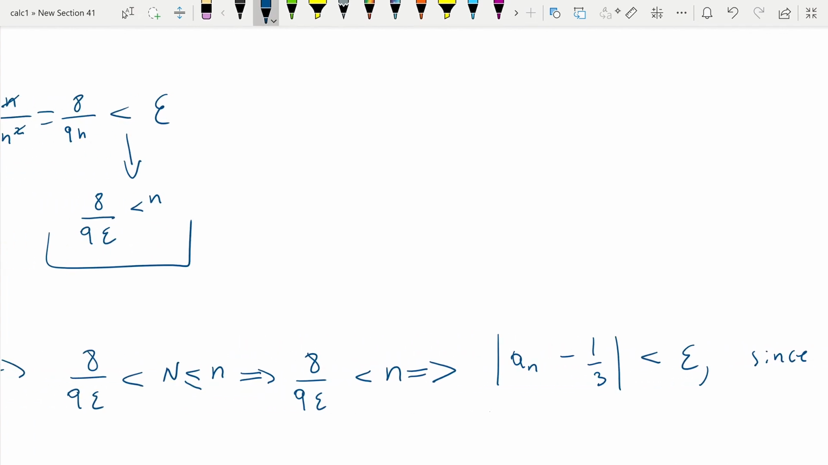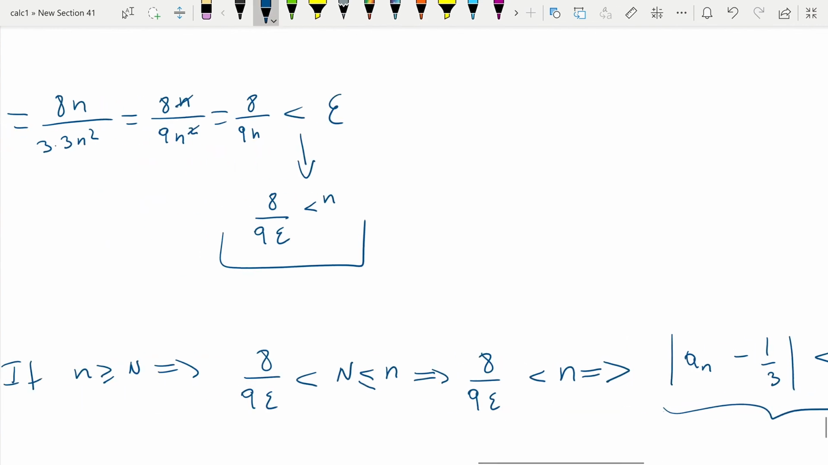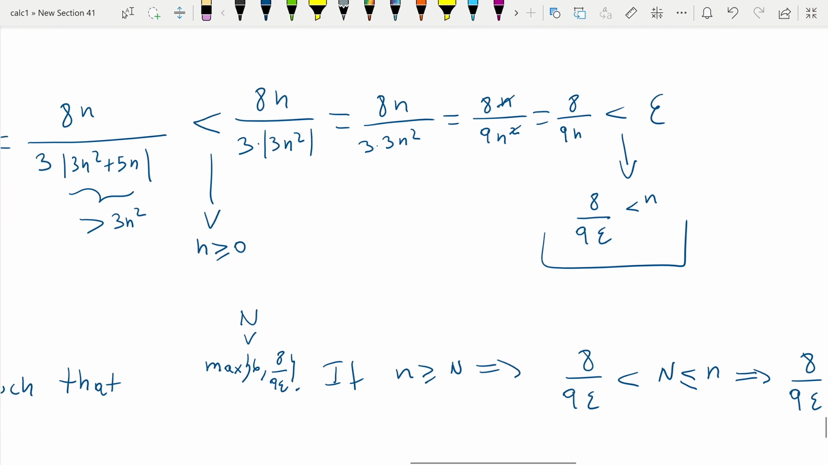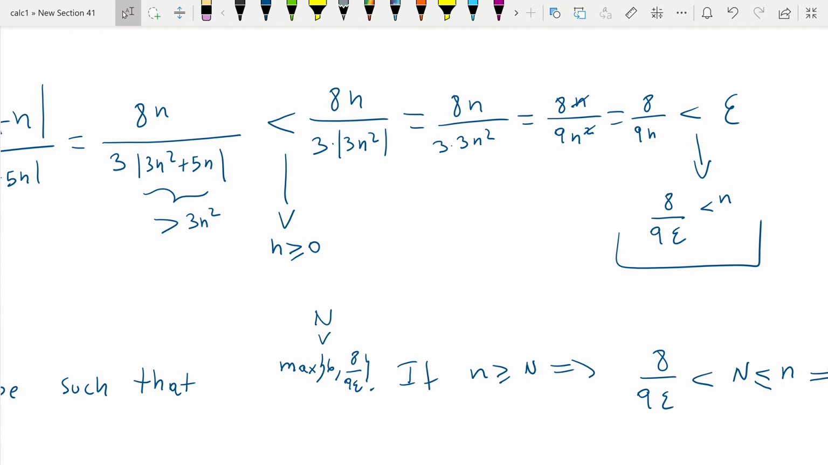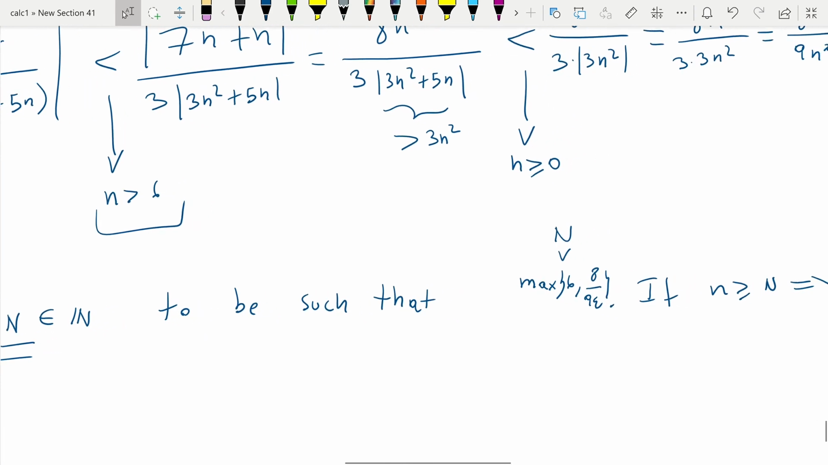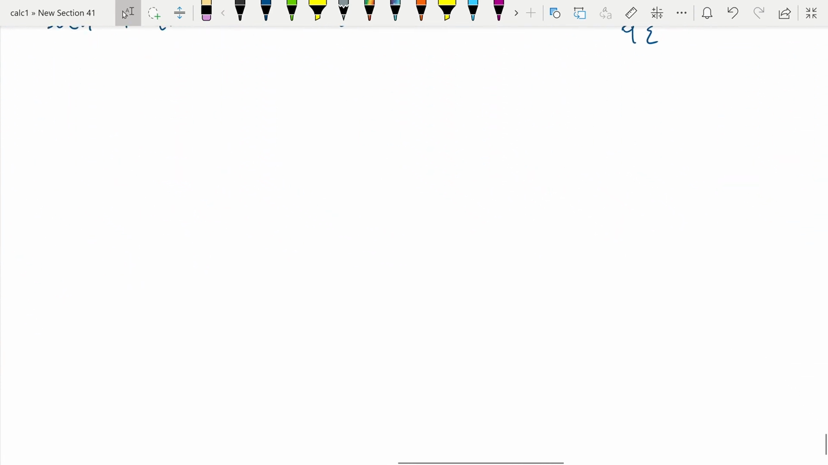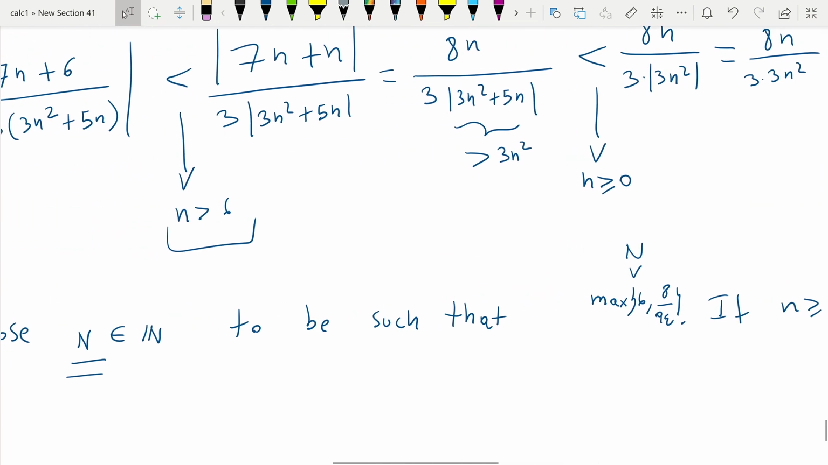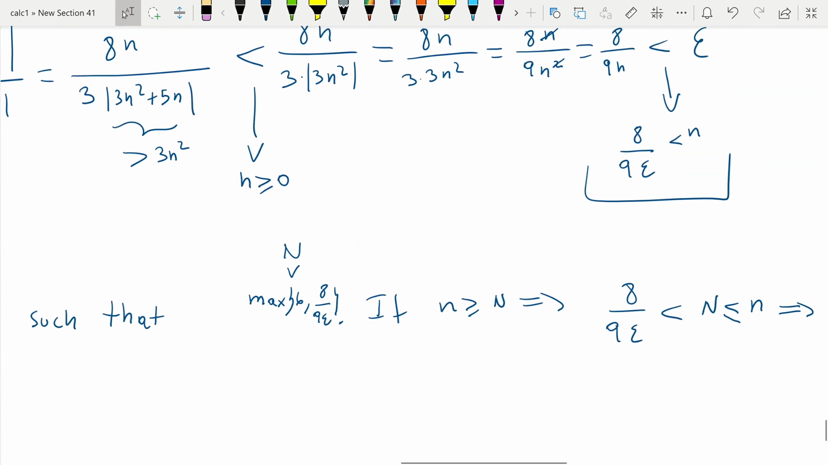So to conclude this, you needed two things. Remember, we assumed, well, actually three things, but one we have for sure. We just need n greater than or equal to 0, the other requirement being that n is greater than 8 over 9 epsilon, and the last one that n is greater than 6. Okay, so that's it for how you have to proceed when you do this kind of problem.